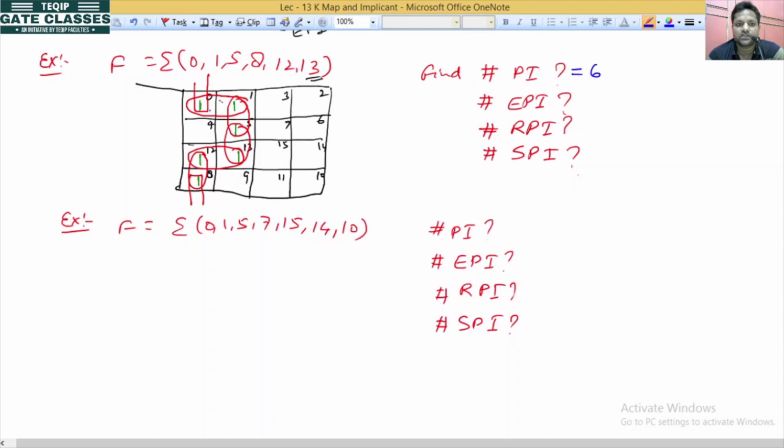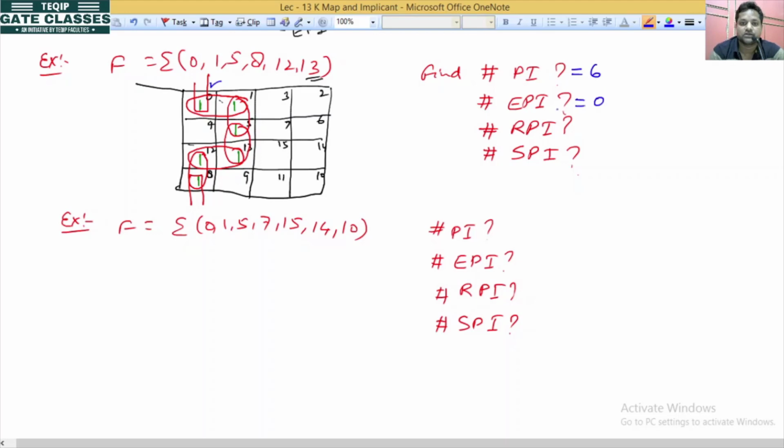Now go for EPI. If you talk about this group, this one is covered by other PI, this one is also covered by other PI, by this PI. Okay? So this is not EPI. Similarly, if you check, in all the PIs, all the ones are covered by some other PI. So how many EPIs are possible?